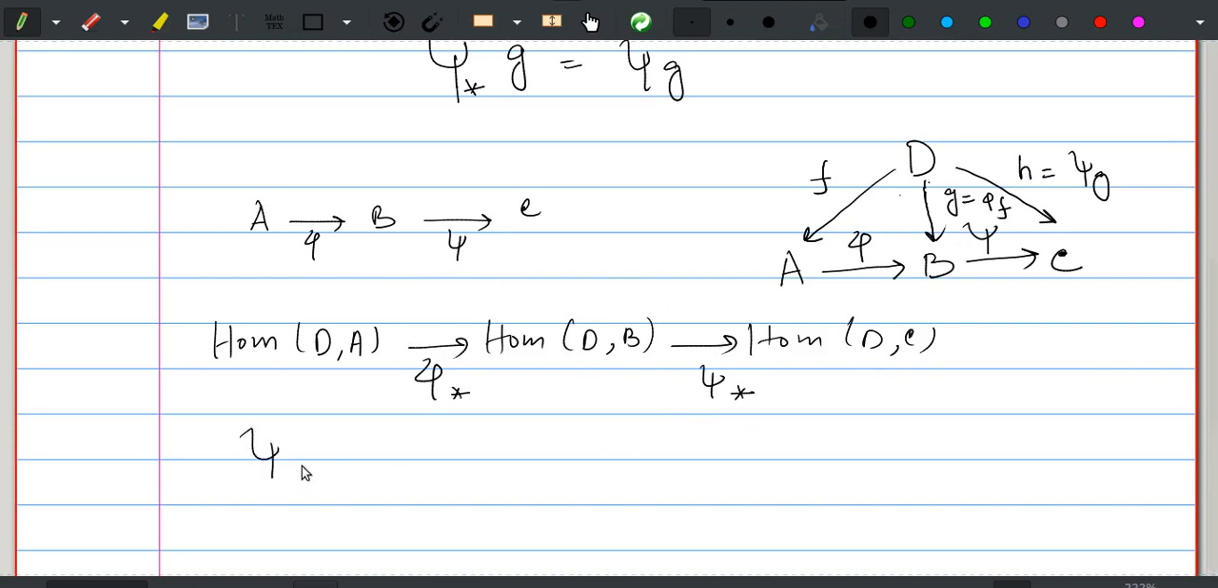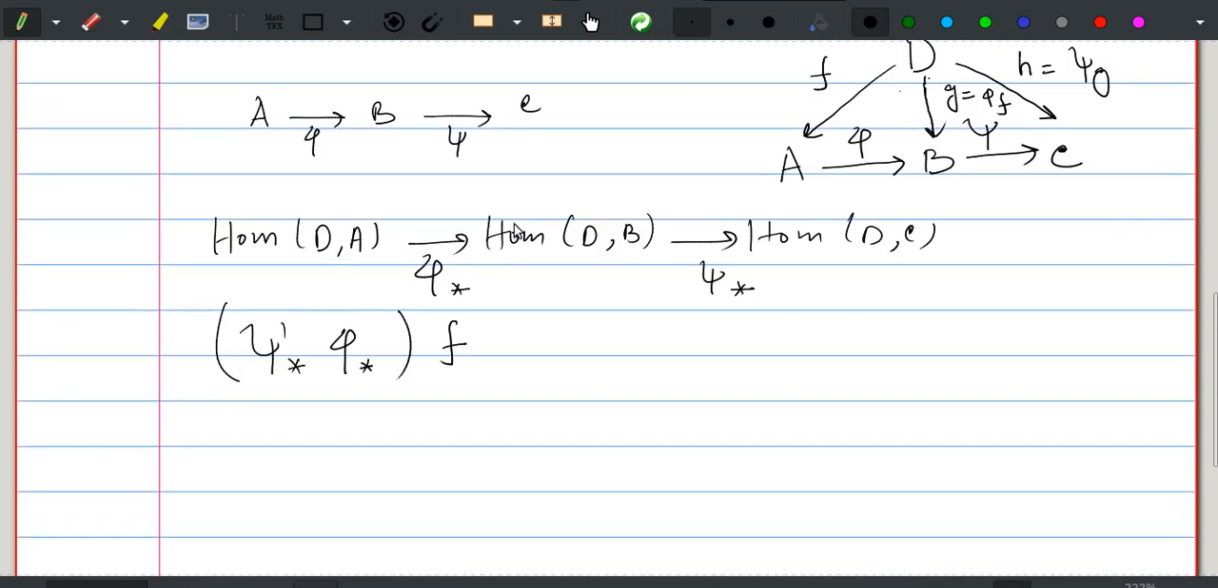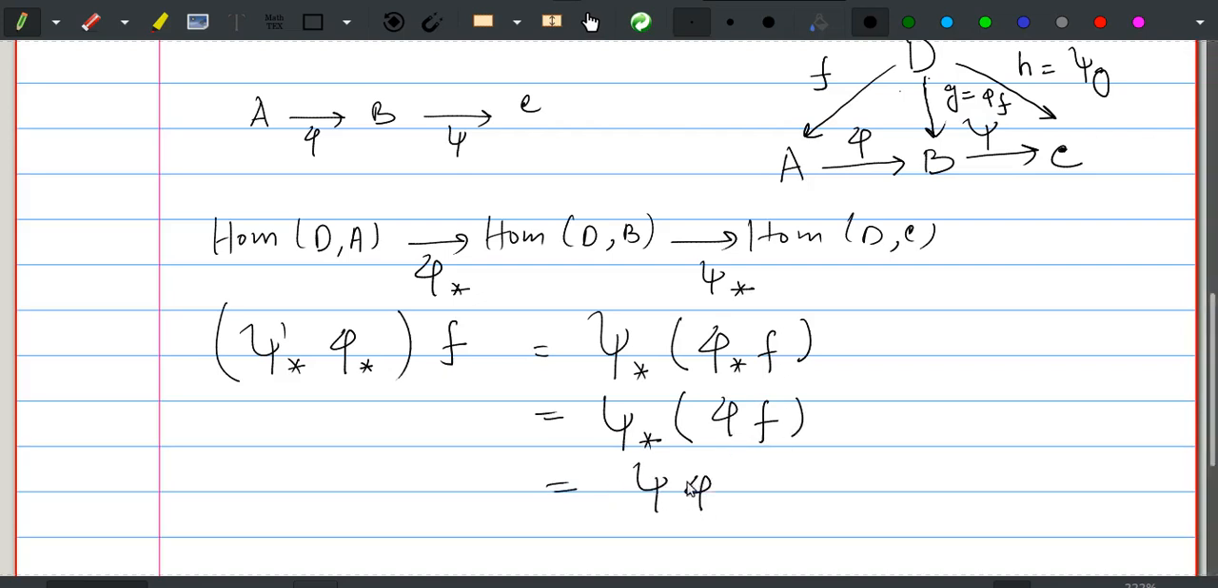Now if we look at this composite map, psi star phi star, and act it on F, phi star acts here on F, because phi star F is phi F. So this is the same as psi star of phi star of F. This will be the same as psi star of phi F, and this is psi phi F, which is the same as (psi phi) star of F.